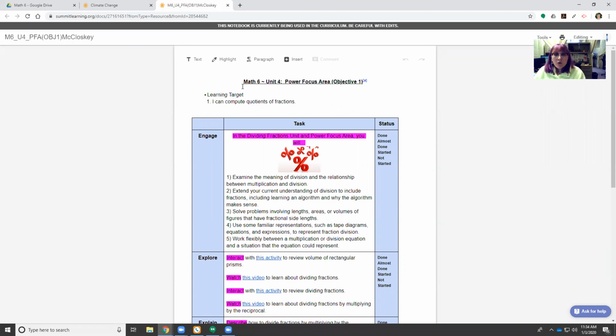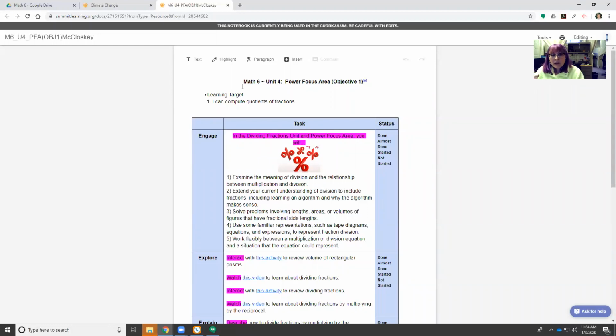And as you know, working in the power focus areas gives you a better understanding of the content that you're going to be exploring. So this lesson is all about objective one of that power focus area for dividing fractions. Your learning target is I can compute quotients of fractions.